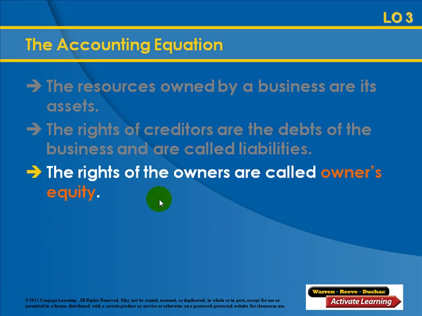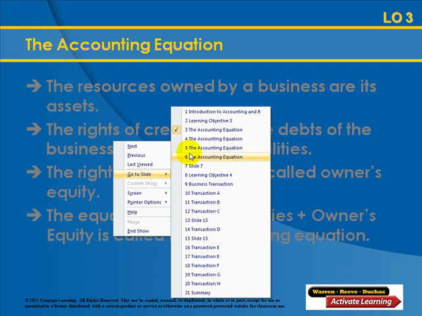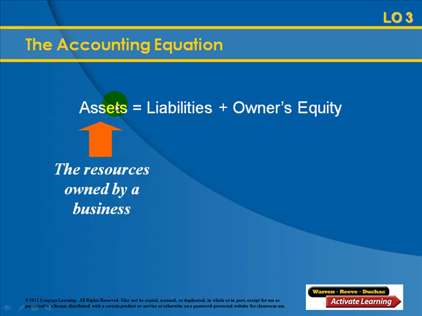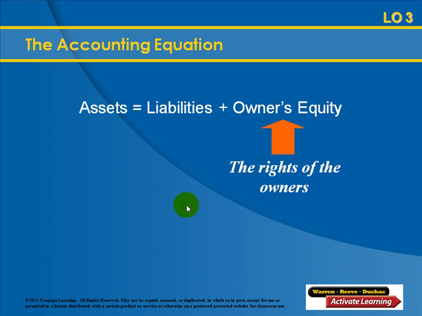The rights of the owners are called owner's equity. The equation for accounting is assets equal liabilities plus owner's equity. Assets, resources owned by business, equals the liabilities, the rights of the creditors, plus the owner's equity, the rights of the owners. So let's take an example.